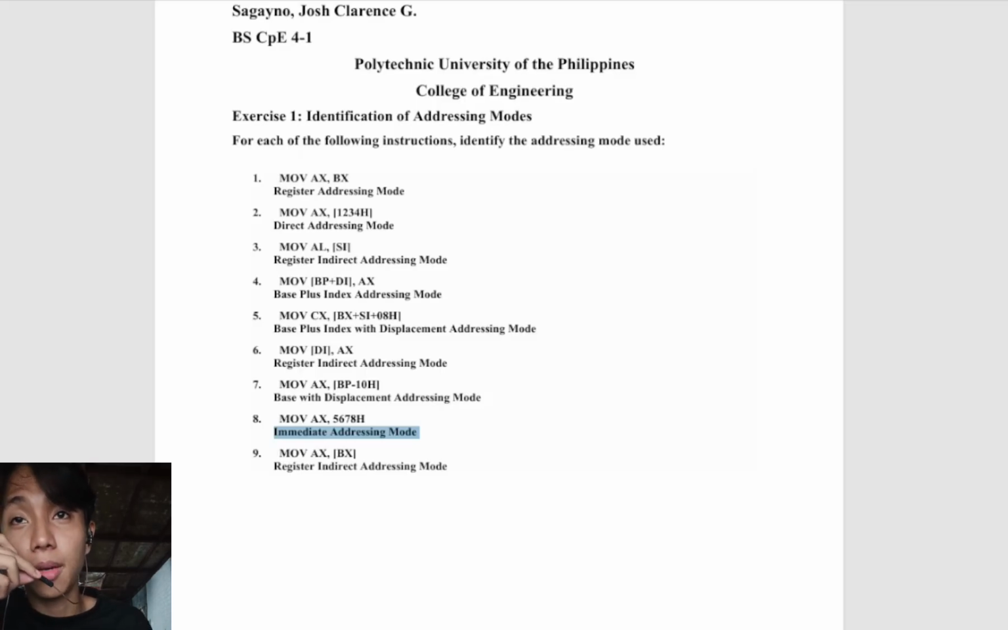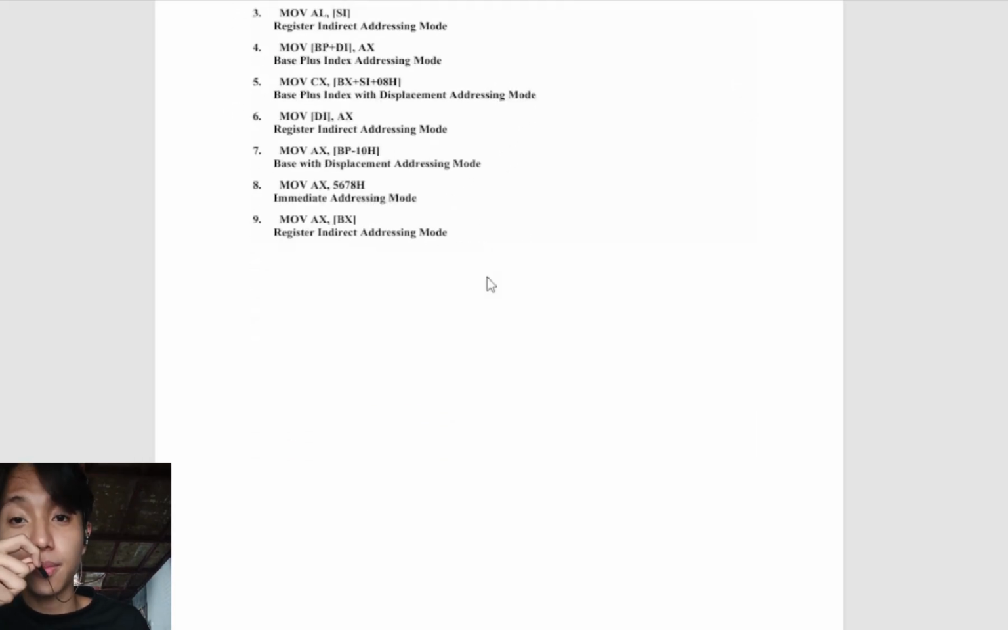Then lastly, number 9, my answer is register indirect addressing mode. BX holds the memory address of the data. It is also enclosed in a bracket. Then the CPU uses that address to get the value and put it into AX. That is why it's register indirect addressing mode. So that's for exercise number 1.